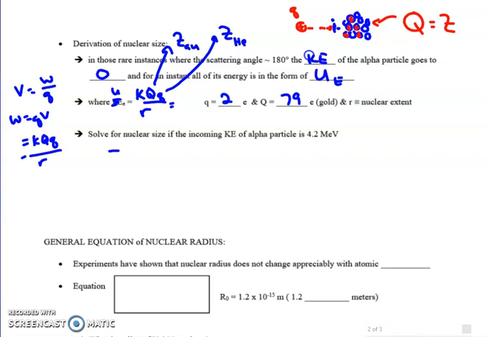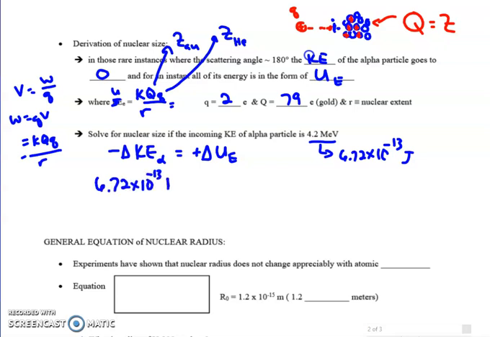So we can say, okay, the loss in kinetic energy of the alpha particle equals the gain in electric potential energy of the alpha particle. So what is that energy? Well, remember, he was using 4.2 MeV alpha particles based on the decay process that occurred, I think, in the polonium or thorium. So if we convert that to joules, we get 6.72 times 10 to the negative 13th joules. So we know that those alpha particles are coming in with that. The loss is just 6.72 times 10 to the negative 13th joules.